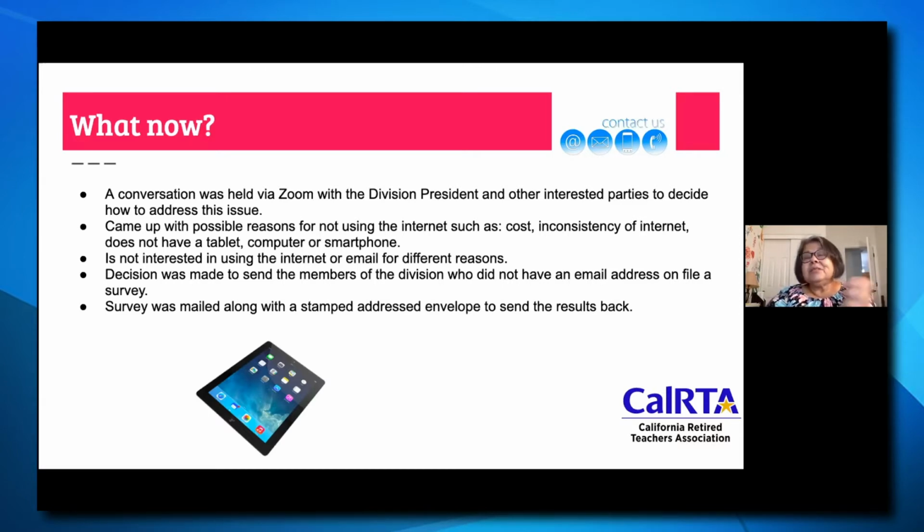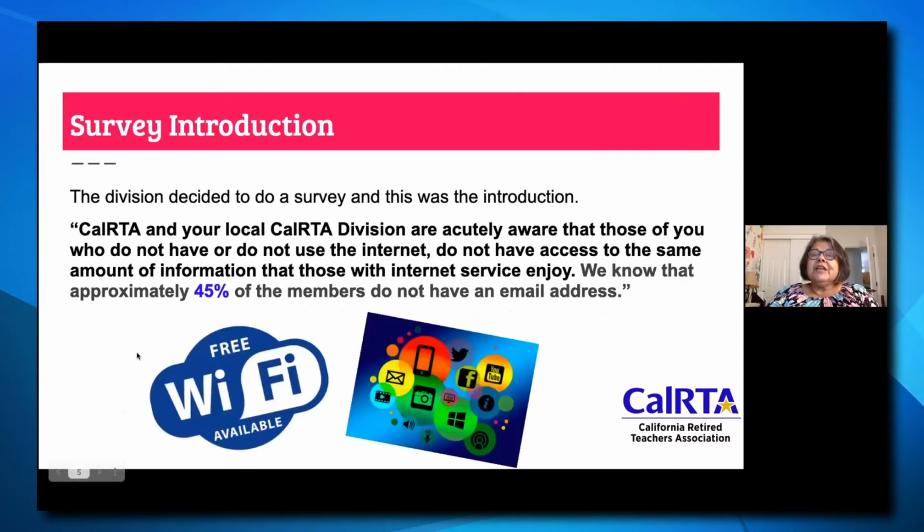So a decision was made to send the members of the division who did not have an email address a survey. The survey was mailed along with a stamped addressed envelope to send the results back. The introduction was important because it acknowledged that these members do not use the internet.